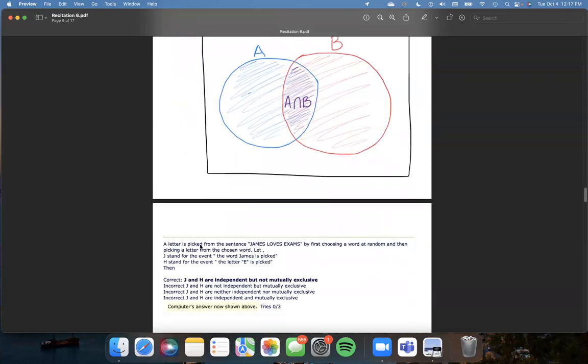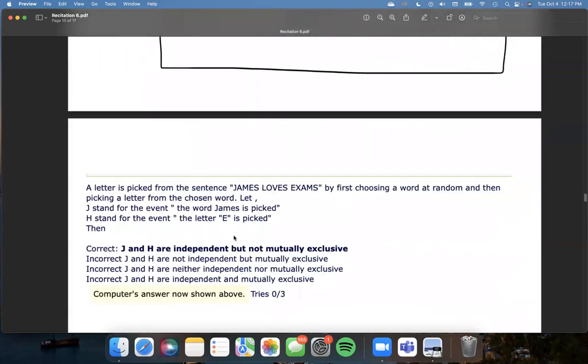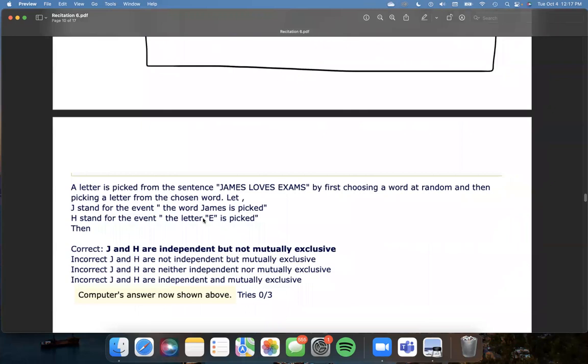Next, I'm going to zoom back in a little bit. A letter is picked from the sentence, James loves exams, by first choosing a word at random, then picking a letter from the word. Let J stand for the event the word James is picked. Let H stand for the event the letter E is picked.